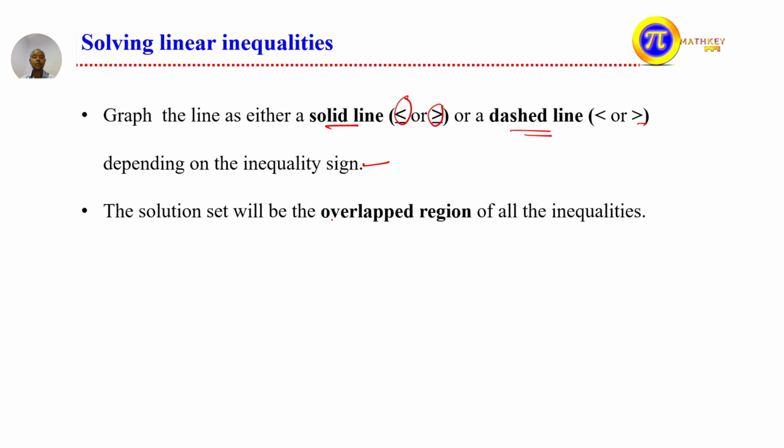The solution set will be the overlapped region of all the inequalities. Overlap means the intersection of the regions that we consider. If we say x is greater than 3, you have to use a number line here. If here is 3, it is greater than. This means greater than, it doesn't include 3.